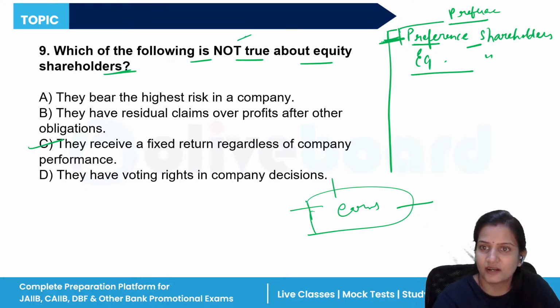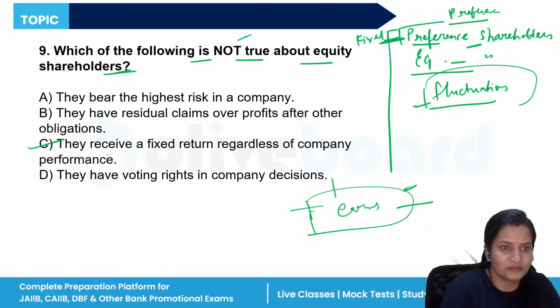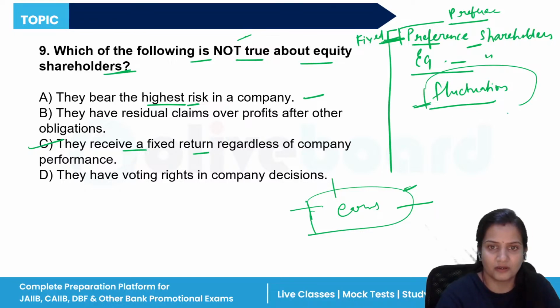Preference shareholders are given a dividend and their dividend is fixed, whereas equity shareholders' dividends are fluctuating. Depending upon the market condition and how much profit a company has earned, they will be provided the dividend. So, they receive a fixed return. That is the wrong statement. They bear the highest risk. Yes, that is why they are the owner of the company.